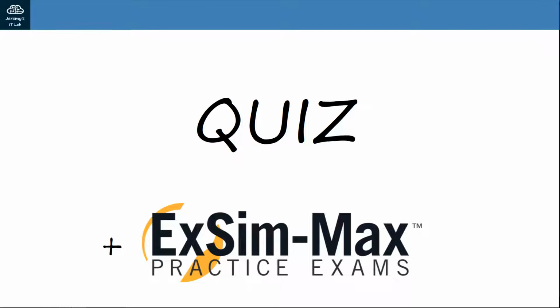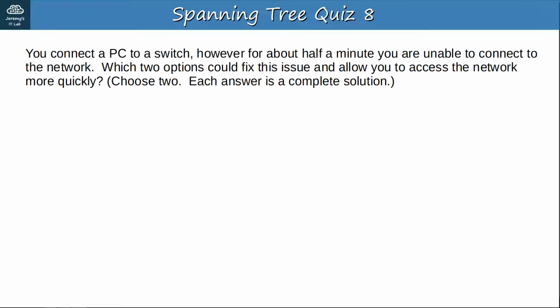Now let's go to question 8 of the quiz. So, continuing from quiz question 7 we did earlier, here is number 8. You connect a PC to a switch. However, for about half a minute, you are unable to connect to the network. Which two options could fix this issue and allow you to access the network more quickly? Choose two. Each answer is a complete solution.